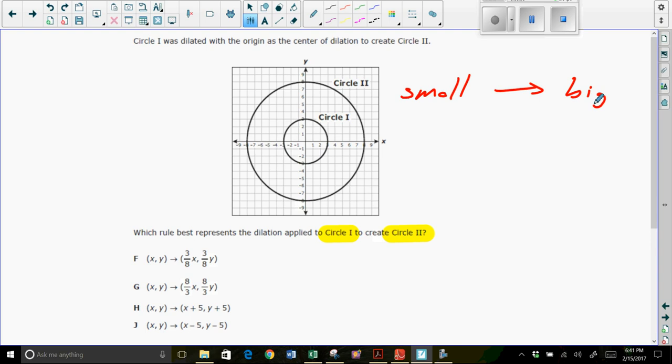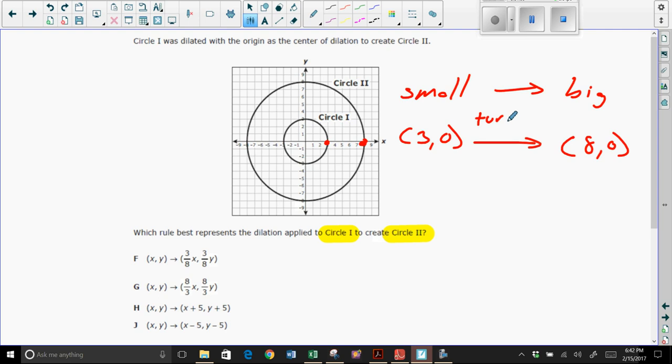I need to get some numbers from the circle so I can work with them. I can pick any point on the small circle. Let's say I pick that point. That point right there is (3, 0). Now I'm going to pick the exact same point on the larger circle, which would be right here, and that one's going to be (8, 0). So I'm turning (3, 0) into (8, 0).